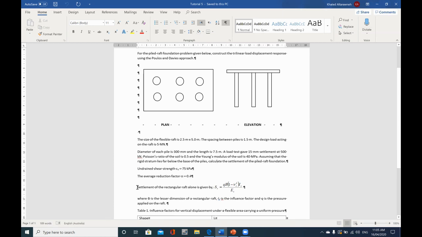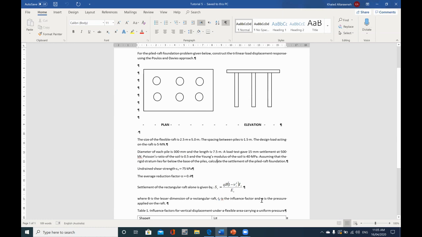So this is the formula we need to use to calculate the settlement due to the raft alone. This is the amount of pressure due to the working load on the raft, Q, and this is the width of the foundation B, which in our case here is 2.5 meter, and we have 1 minus Poisson ratio. Poisson ratio here is 0.5, and we have the influence factor, which is IS.